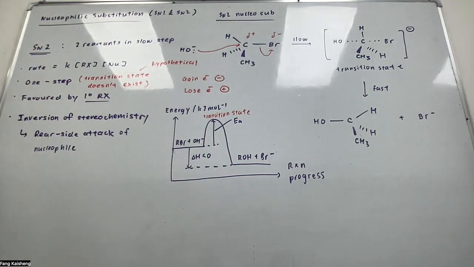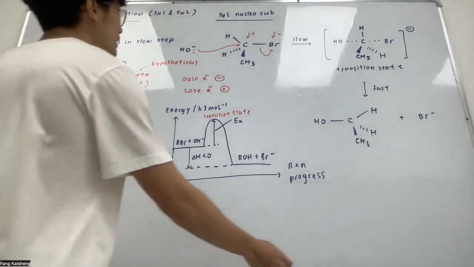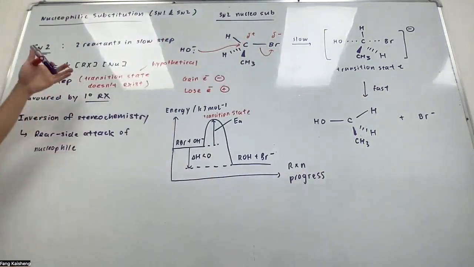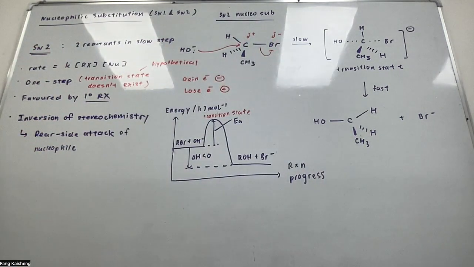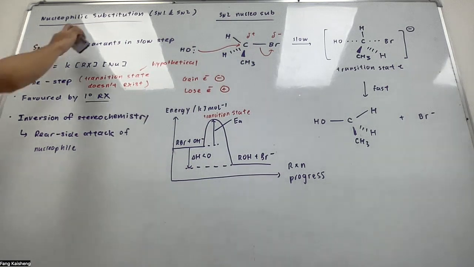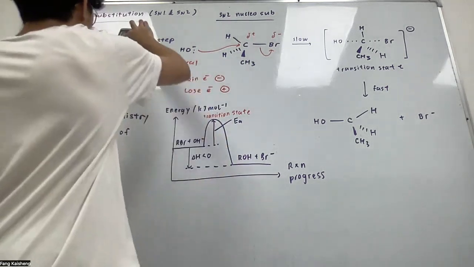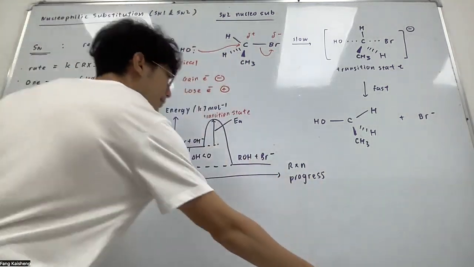I want you guys to consider the SN1 mechanism. Without doing much, let's just guess the properties. You don't even need to look at the notes. Take a look at the board. SN1 means what? What does the 1 mean? One step? Okay, good. Please take note. Establish this first: I only have one reactant in the slow step.